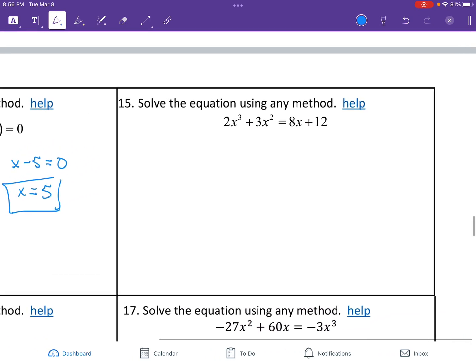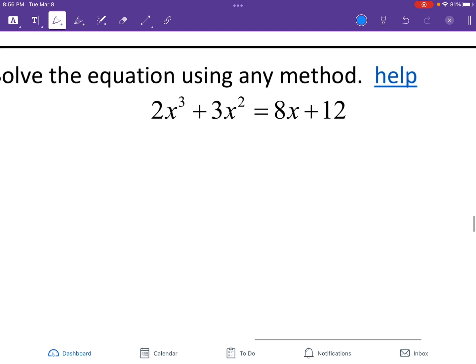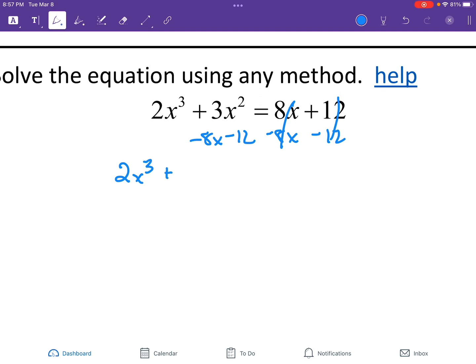Here, I have this big equation. What I want to do is get everything on the one side, so I want to subtract the 8x and the 12. Now, these cannot be combined with the other two terms because they're not like terms. So I'm going to get 2x to the third plus 3x squared minus 8x minus 12, and then that equals 0.